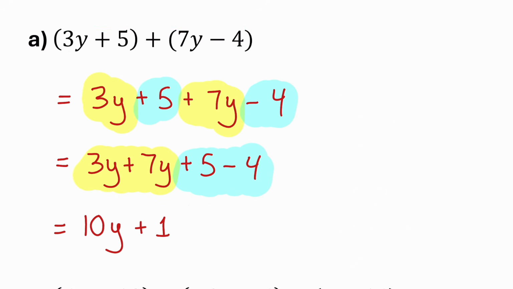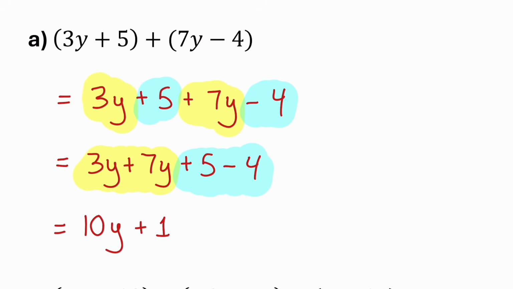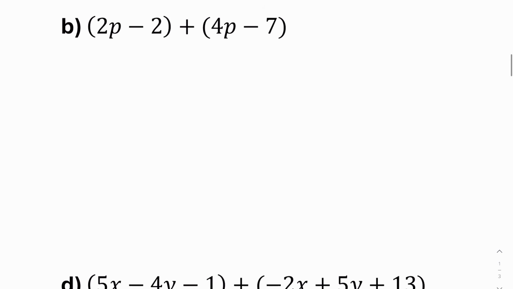And if you wanted to, you could test that they're equivalent by picking a test value for y, subbing it into our simplified expression, and subbing that same test value into the original expression and making sure it equals the same value. And then moving on to part B, once again, I'm adding 2 different polynomials. So step 1 is to drop the brackets. And now I'll find my like terms.